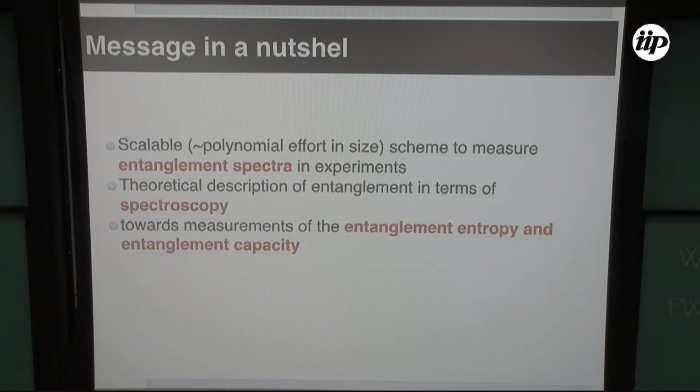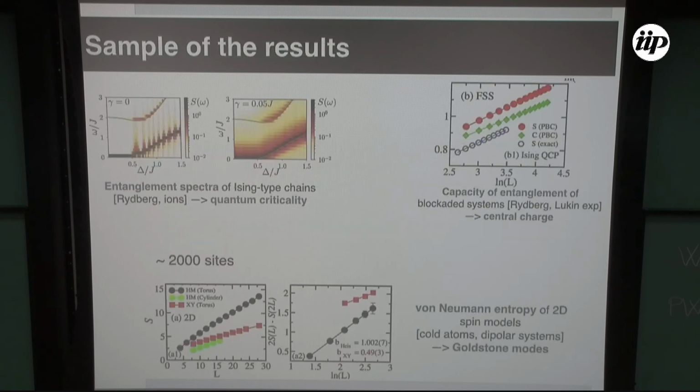This requires us to have a detour, which will be very short, on the theoretical description of what is called entanglement thermodynamics, or entanglement spectroscopy. And then, at the end, I will show you that beyond entanglement spectra, one can actually measure entanglement entropies and entanglement capacities in many-body systems. I will give you some concrete examples now. These are three examples that I will be discussing. The first one is the measurement of entanglement spectra in Ising-type chains, for instance, detecting a quantum phase transition by looking at the closure of the Schmidt gap, the entanglement gap, as a function of the parameters.